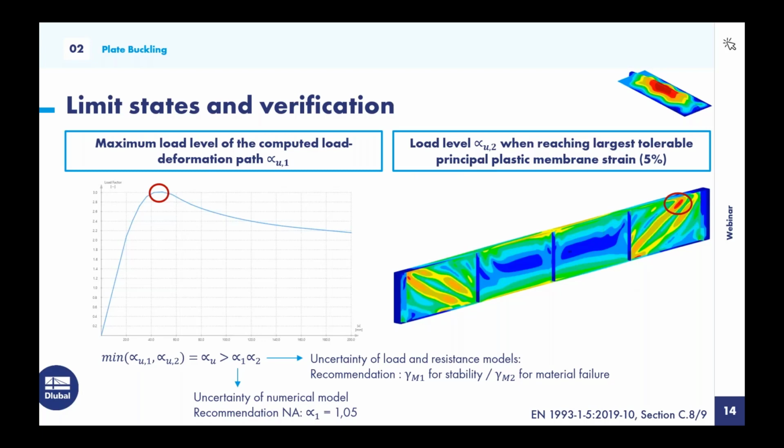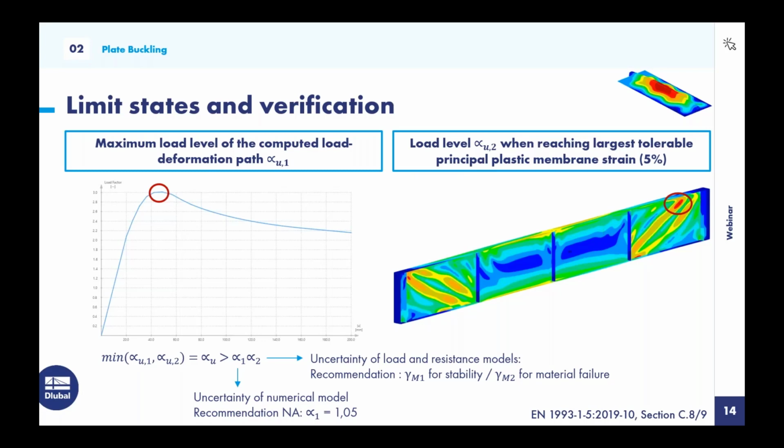So a GMNEA resembles a virtual load bearing test of the examined component. We try to increase the external load until a clear failure state of the structure or the component is reached. For the determination of the critical load factor, two limit states are defined in section C8 of Eurocode 3 Part 1.5. The first one is the load factor when the maximum of the load deformation curve is reached, and the second one, the load factor when a certain limit strain or deformation is reached.